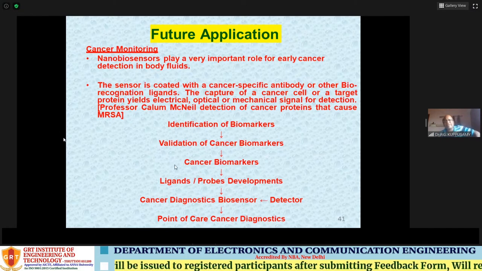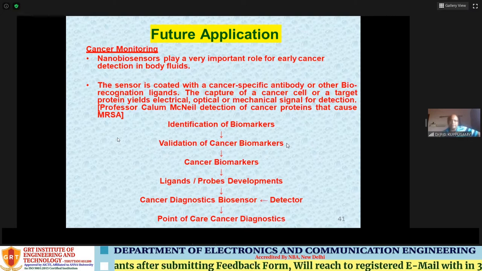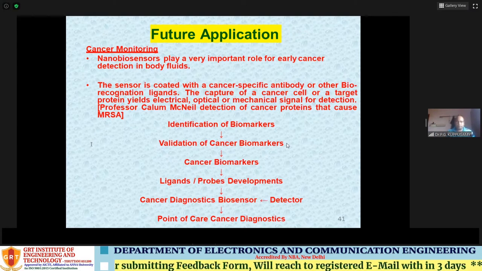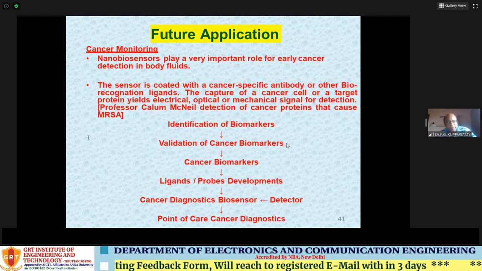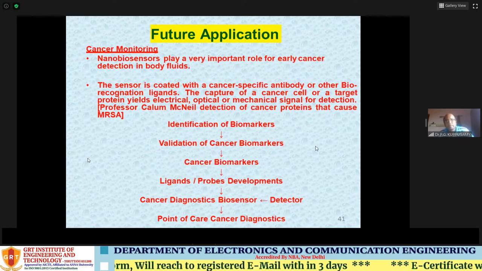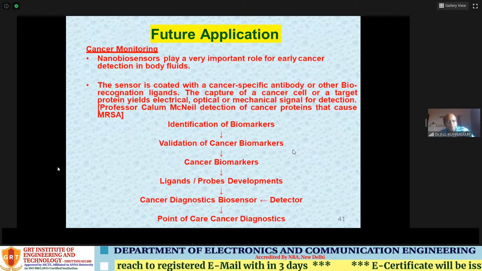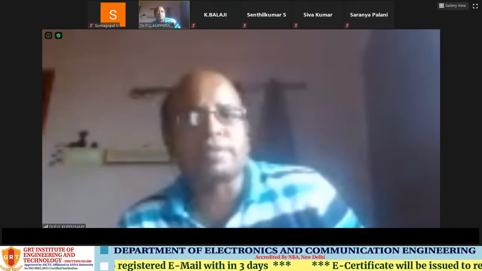See, this is a simple algorithm that is given. You can write your MATLAB program. Okay, so one part is over. All of you, I think, understand the basic idea about biosensors.